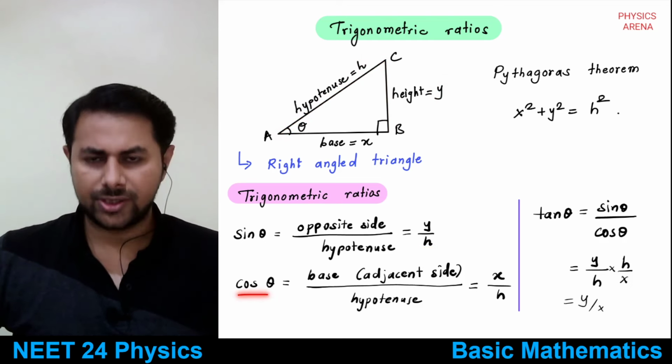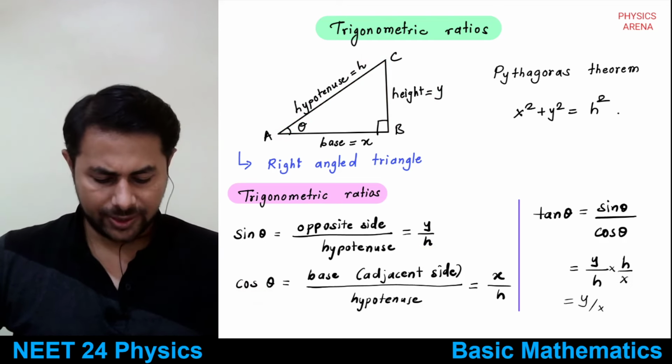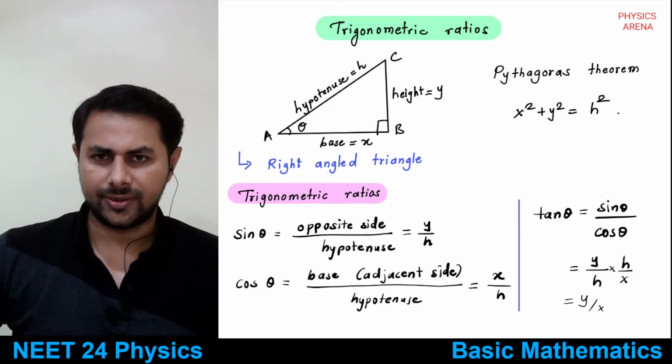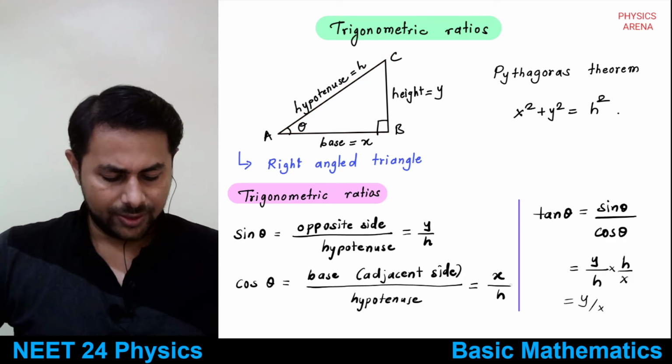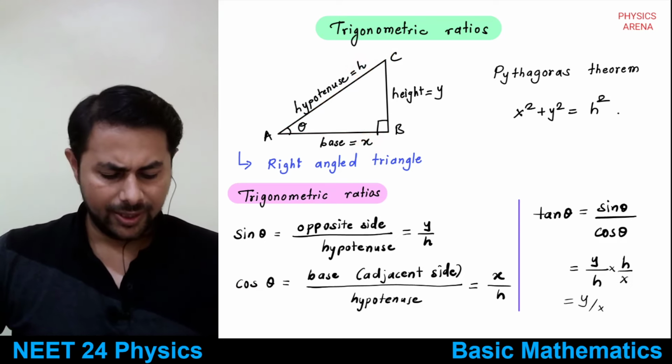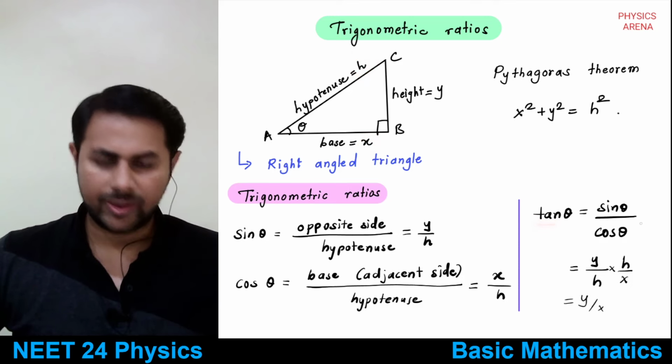Then next is cos theta. So what is cos theta? Adjacent side divided by hypotenuse is cos theta. Okay, so here it is x divided by h, right? And next is tan theta. So what is tan theta?